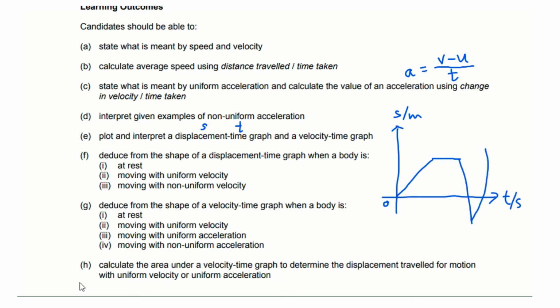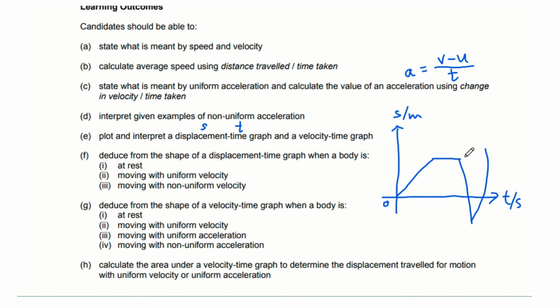Okay, so the gradient of a displacement time graph will give us velocity. If I look at this straight line, what does it suggest? Well, it suggests that the velocity is constant because for a straight line, we have a constant gradient. So I know that the velocity is constant for this portion.